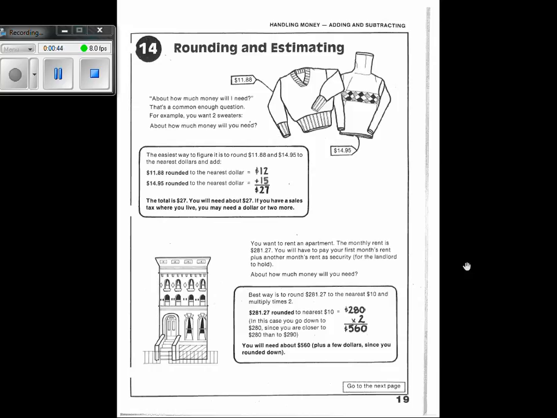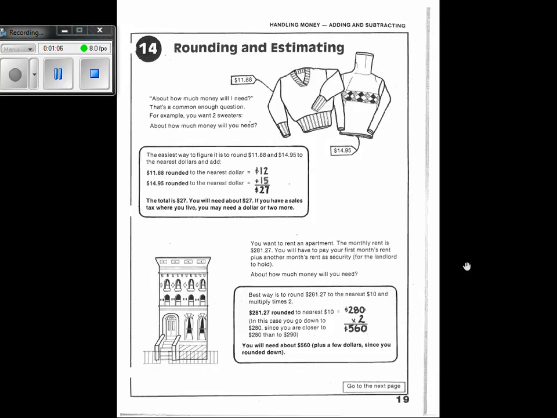You want to rent an apartment. The monthly rent is $281.27. You have to pay your first month's rent plus another month's rent as a security for the landlord to hold. About how much money will you need? The best way is to round $281.27 to the nearest 10 and multiply times 2.